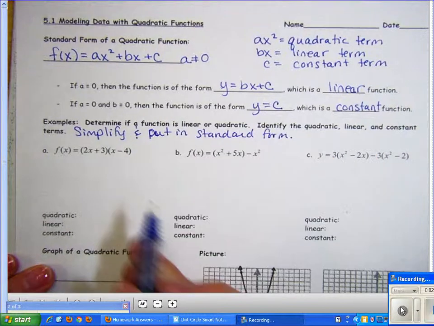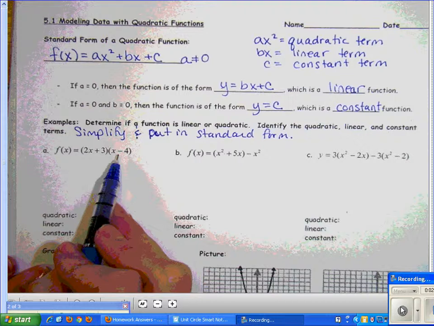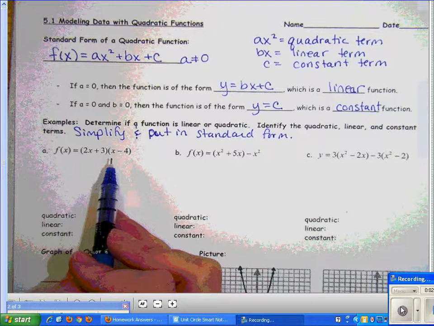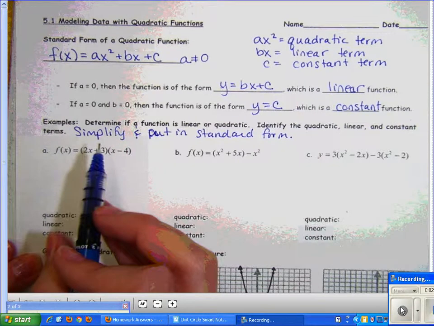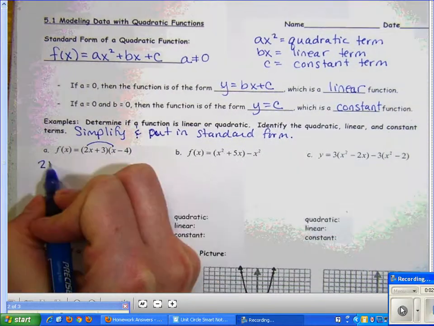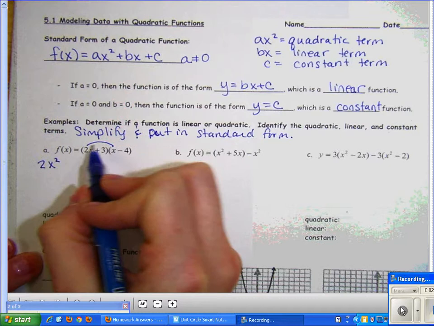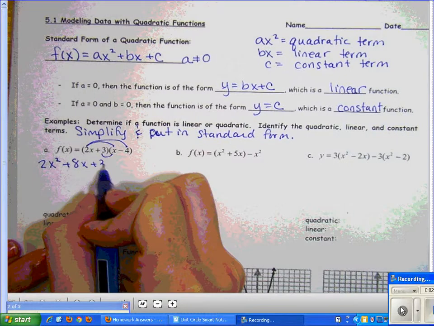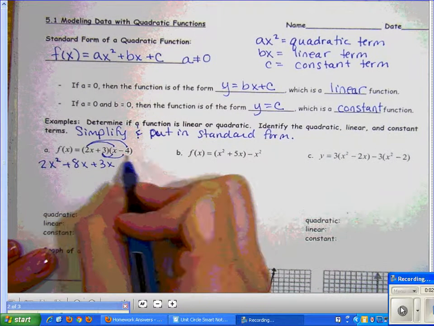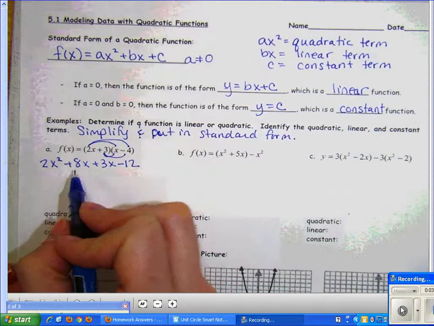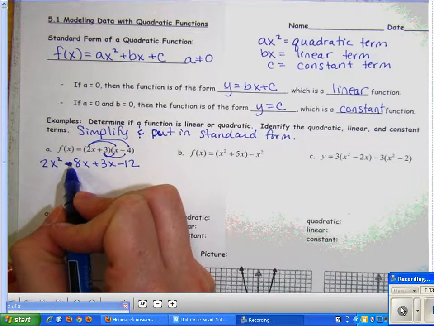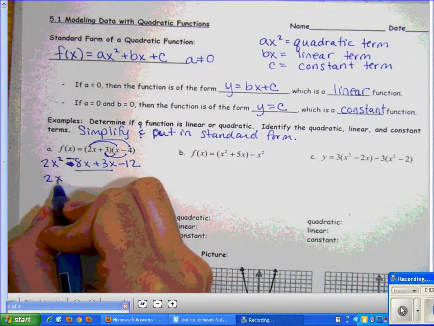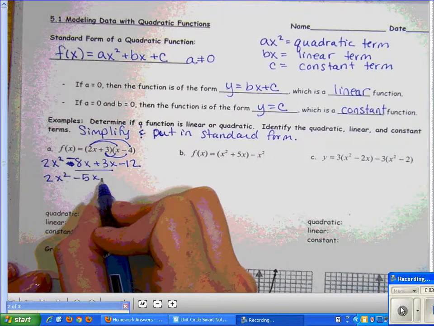So for this first one, we have a binomial times a binomial. Remember, things are simplified when you don't have parentheses and all your terms are combined. So I need to FOIL this out. So my first terms, my outside terms, inside terms, and last terms. And notice that this should have been negative 8x. So negative 8x and 3x are like terms, so I get 2x squared minus 5x minus 12.